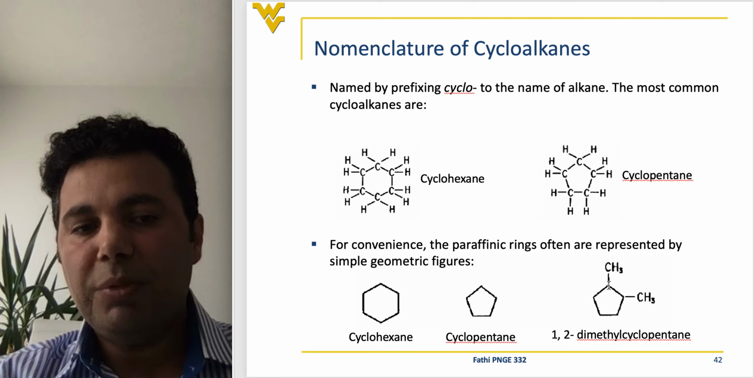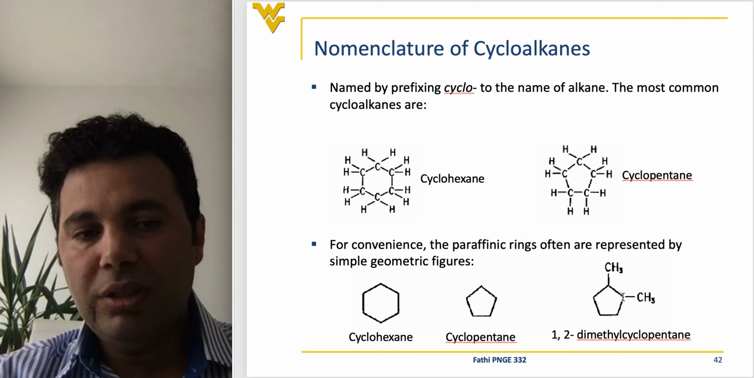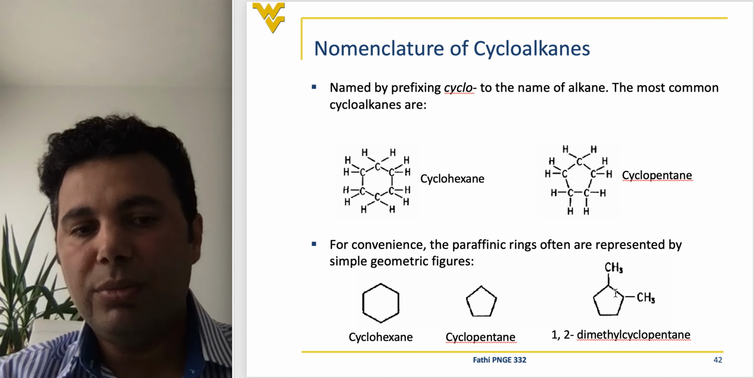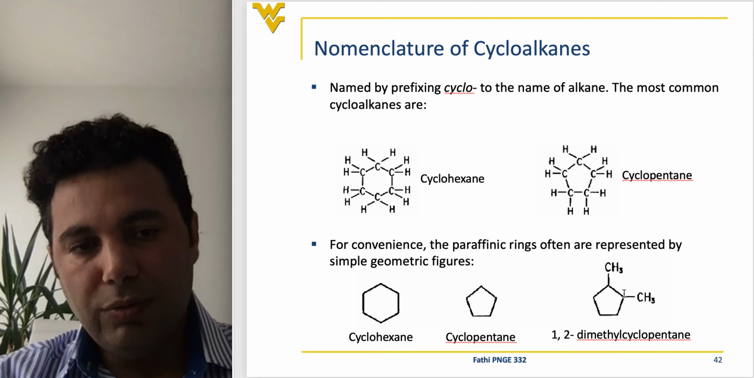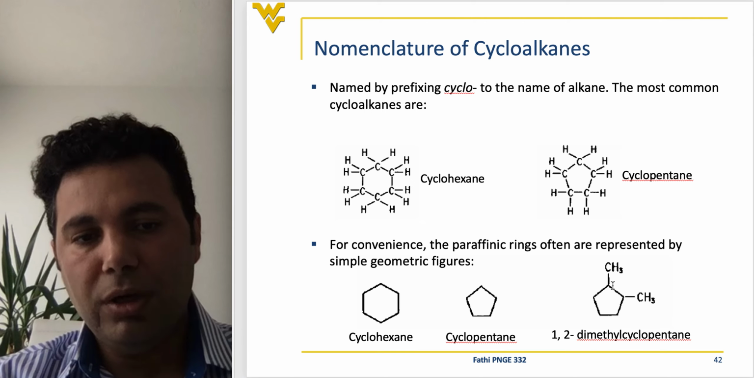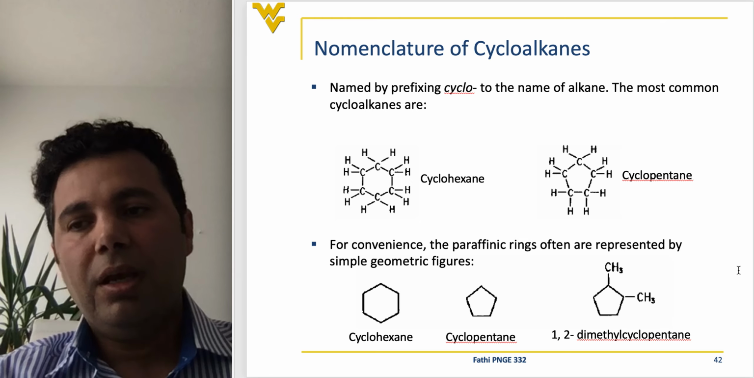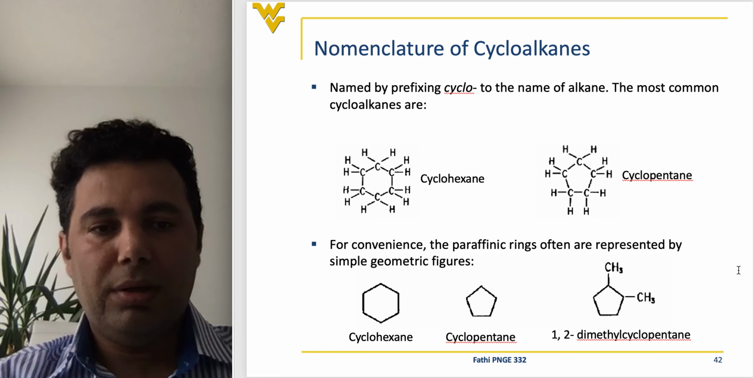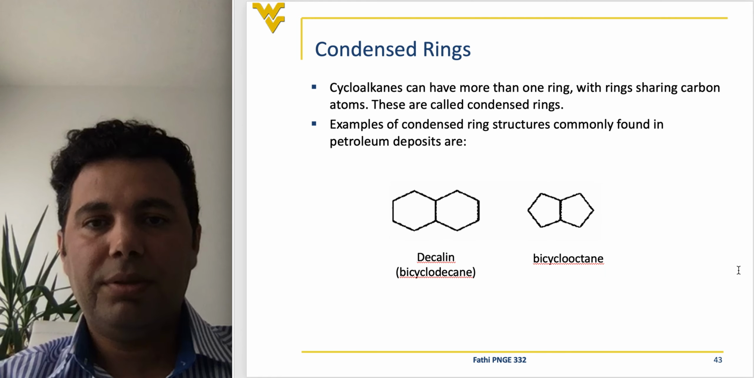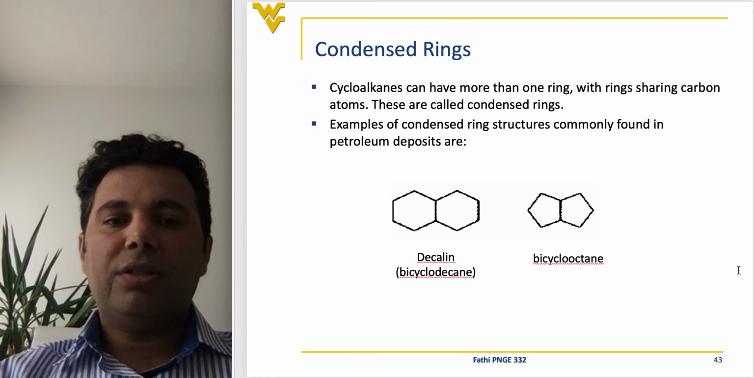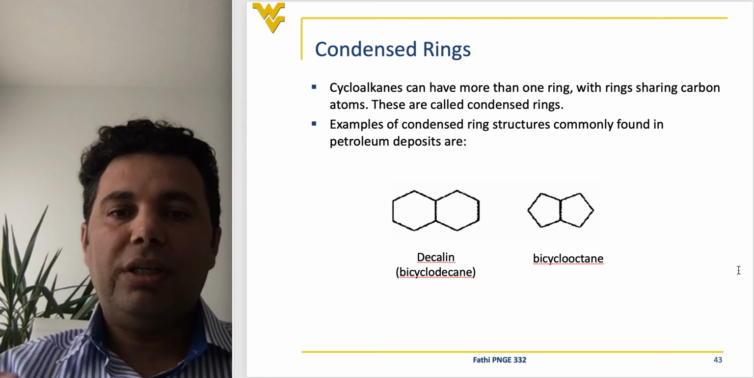Again, we number from the end which is closest to the branch. So this is the closest. And I go in the direction that gives the lowest numbers to the branches. So I don't go this way. So it's 1, 2, 3, 4, 5, not 1, 2, 3, 4, 5. So I go from this side. If I go from this side, I have 1, 2 dimethyl cyclopentane. And you should expect very similar nomenclature for your exams.